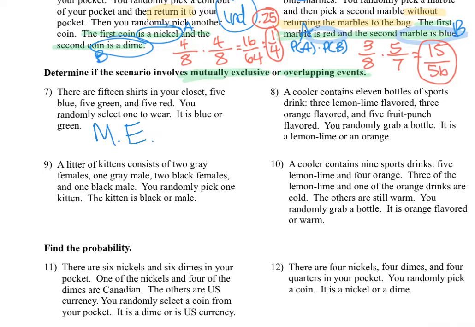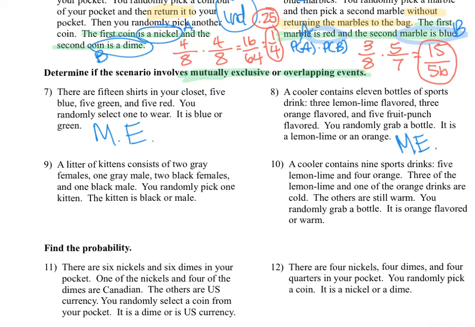Number 8, a cooler contains 11 bottles of sports drinks, 3 lemon lime, 3 orange, and 5 fruit punch. You randomly grab a bottle. Is it lemon lime or is it orange, okay? There is no mixture between flavors here. You're either grabbing a lemon lime or an orange. There's no lemon lime orange flavored. Okay, so your events are going to be mutually exclusive.